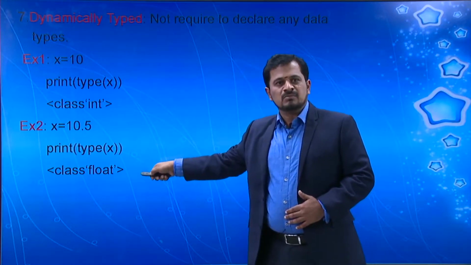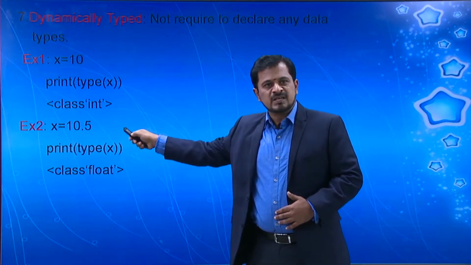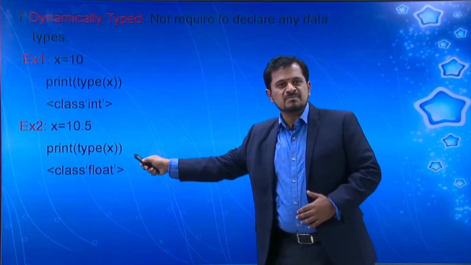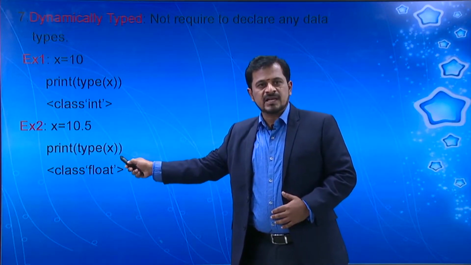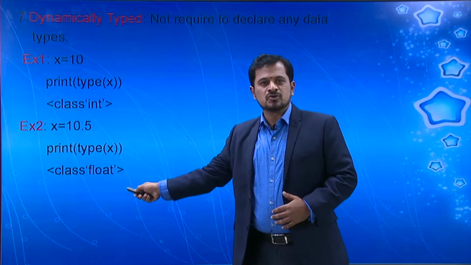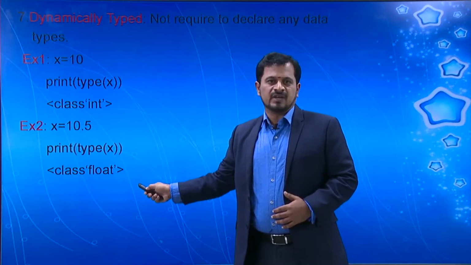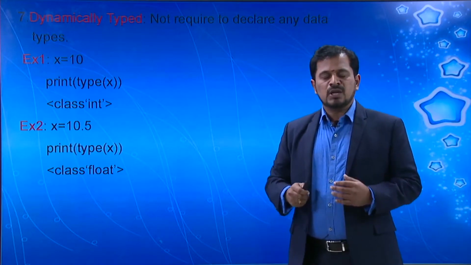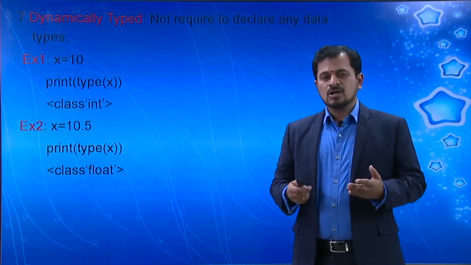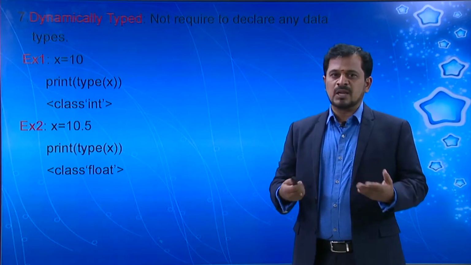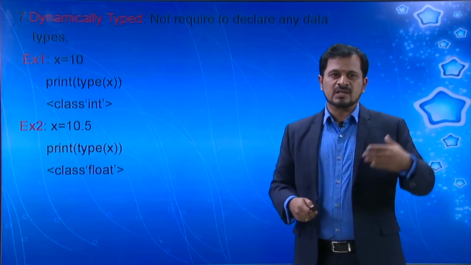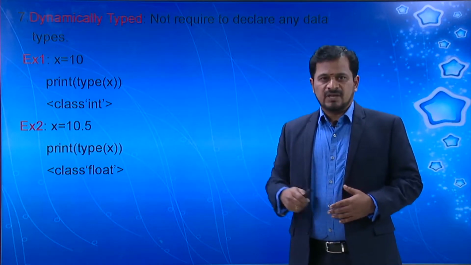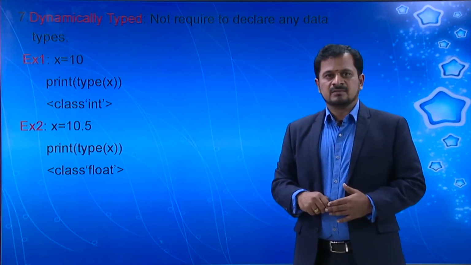In the next program, X has been given 10.5. There is a decimal value. Now print open bracket type X, and it shows it is a floating type of data. So here it is a dynamically typed program. You need not declare the data type. Automatically your Python environment will understand whether the data is an integer, float, boolean, or any other type of data.